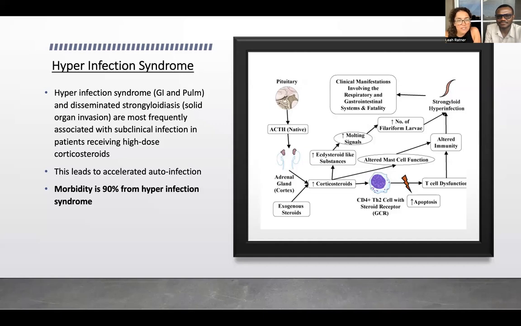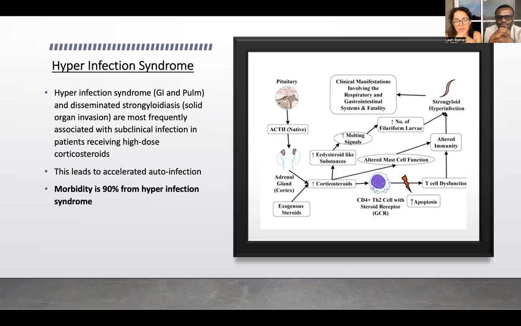Hyperinfection syndrome is usually a morbidity to the GI and pulmonary systems, and then disseminated strongy is usually solid organ invasion. So it's usually when patients have chronic strongyloides, they may have been asymptomatic, and now they suddenly receive high-dose corticosteroids. That's the most common, but other high-dose T-cell immunosuppressant agents can also do this.